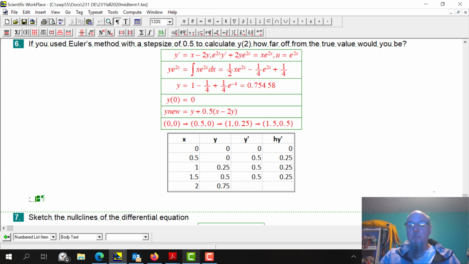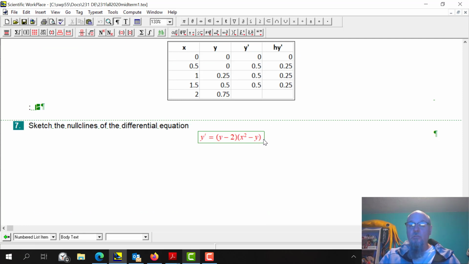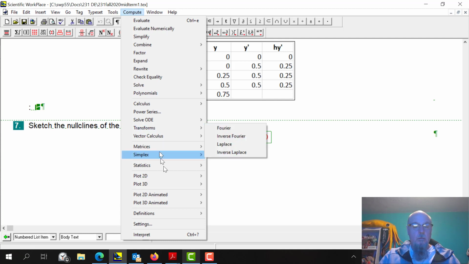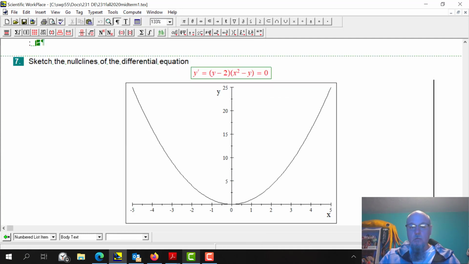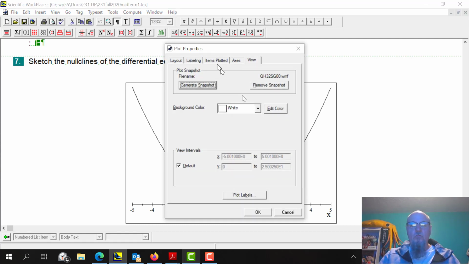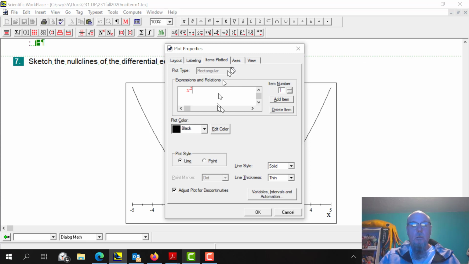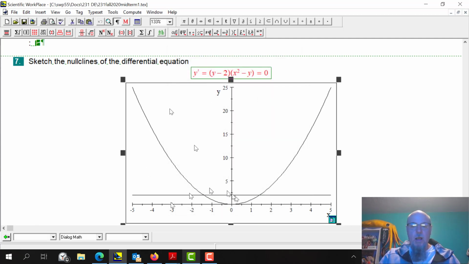Last question, sketch the nullclines. The nullclines are where the slope is equal to 0, so I'm setting y prime equal to 0. There's two of them. y equals 2 is one of them, and y equals x squared is another one. So I need to draw those two nullclines. That's one nullcline, right? On the curve when y is equal to x squared, the slope would be 0, and I just have to draw the y equals 2 line in there too. So the parabola and the line, there are the nullclines. How does that sit with you?